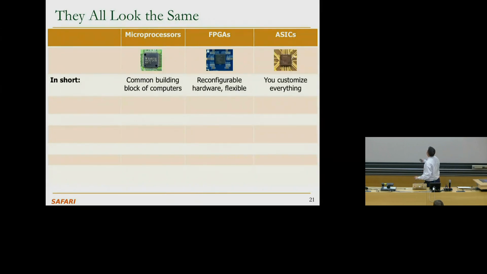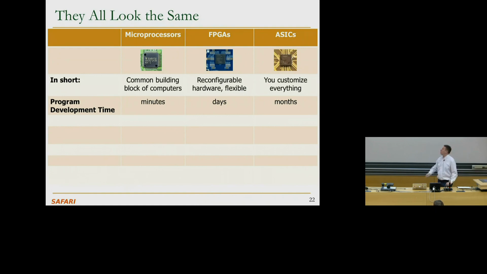Why do we care? So we know that these are the common building block of computers. This somehow is reconfigurable. And this thing is what some electrical engineers make and show off a lot. The interesting part is the program development time. If you have a program that you want to burn onto this microcontroller, it takes maybe minutes. You will argue with me about this. If you have an exercise, you want to program your FPGA, it may take days. And this thing takes months to actually finish and say, yes, I have a new chip.